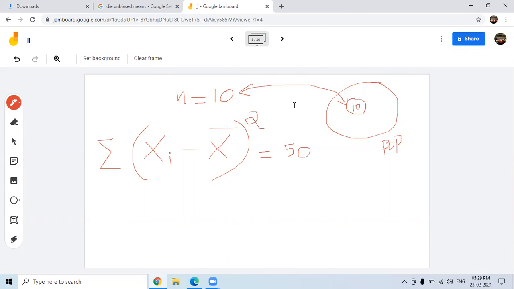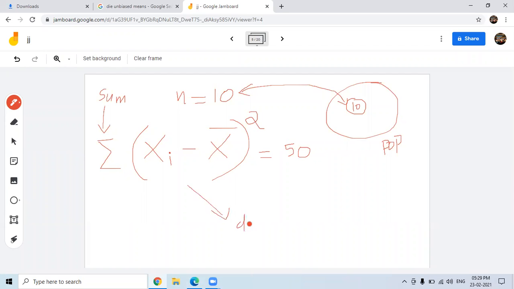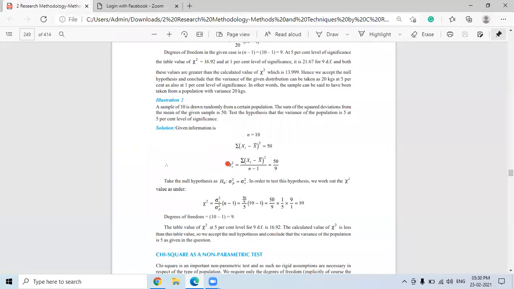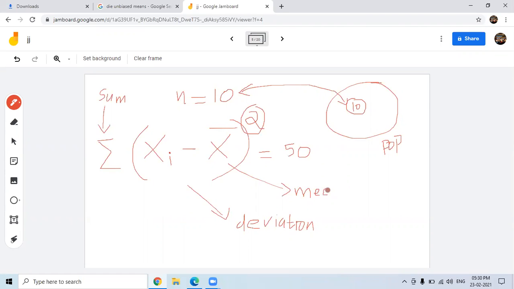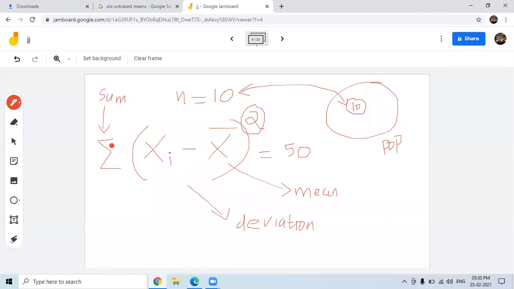Once again, this is the sum, the summation sigma, the sum of the squared deviations. Xi minus x bar is the deviation, and here the square is applied, so it is the squared deviation from the mean. This x bar is the mean. I hope it's clear. The sum of the squared deviations from the mean, xi minus x bar, is 50.